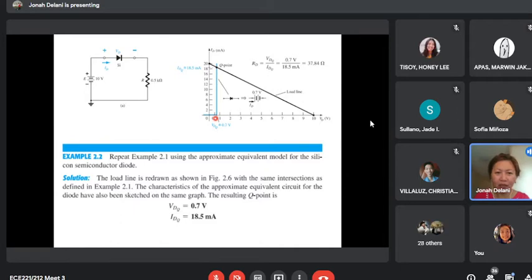So the voltage across the diode is 0.7. Here, the load line is vertical. And the current, 10 is supplied by the power source, and 0.7 goes to the diode. So therefore, the voltage at the resistor is 9.3.